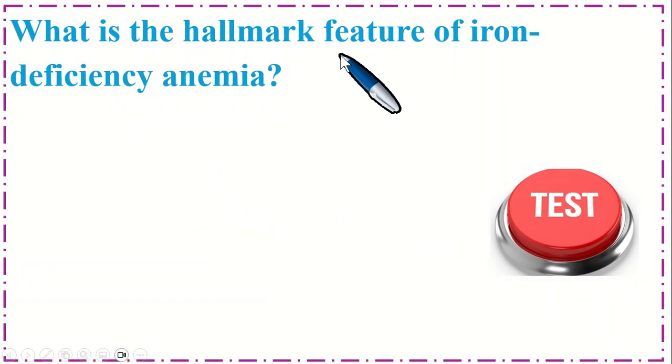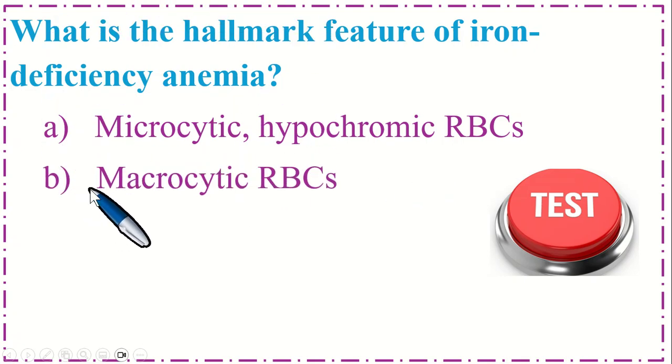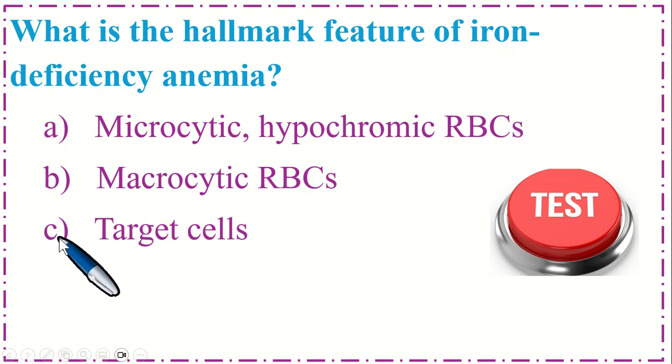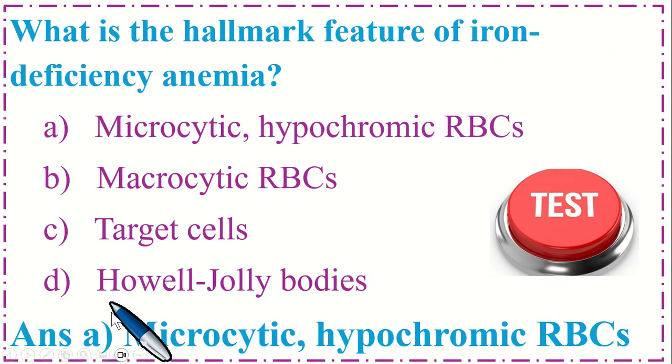What is the hallmark feature of iron deficiency anemia? Option A, microcytic hypochromic anemia. Option B, macrocytic RBCs. Option C, target cells. And option D, Howell-Jolly bodies. So the correct option is A, microcytic hypochromic RBCs.